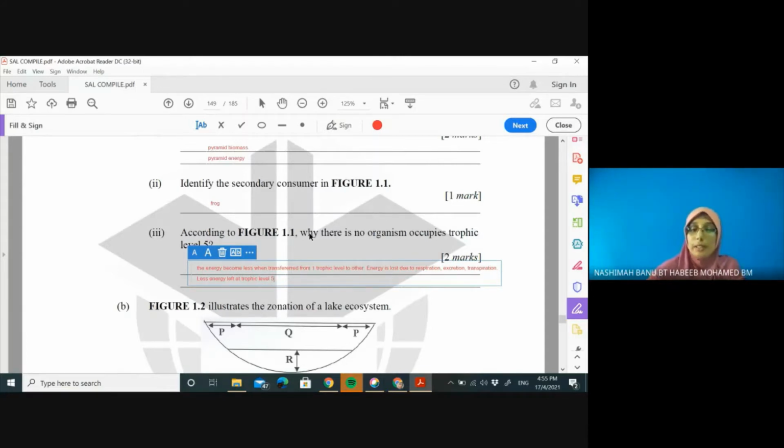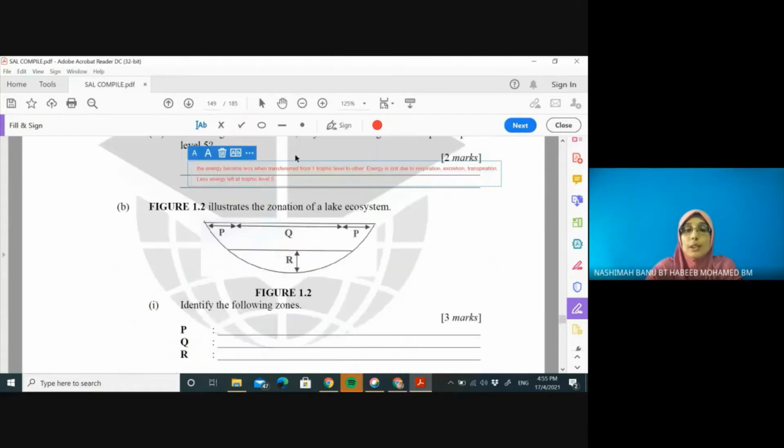So please make sure you have to give a reason. Why does the profit level only consist of 5 profit levels? Okay, so let's go for the next question.